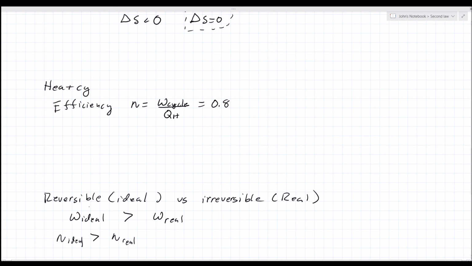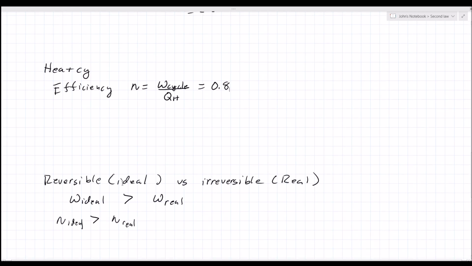Your work in your ideal process will always be greater than your work in your real process, because you're going to have losses, such as heating up a pipe. You're going to have some sort of heat loss there, and if you have that heat loss, you're going to have less work you can do. If the work of my ideal process is greater than the work of my real process, then since efficiency is defined as the work of your cycle divided by the amount of heat you put in, the efficiency of an ideal cycle will always be greater than the efficiency of your real cycle.